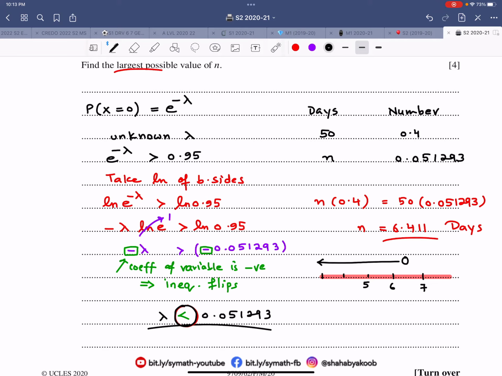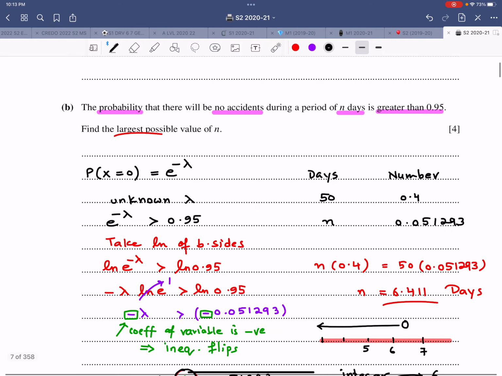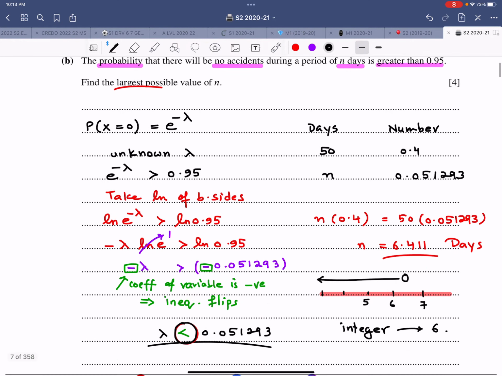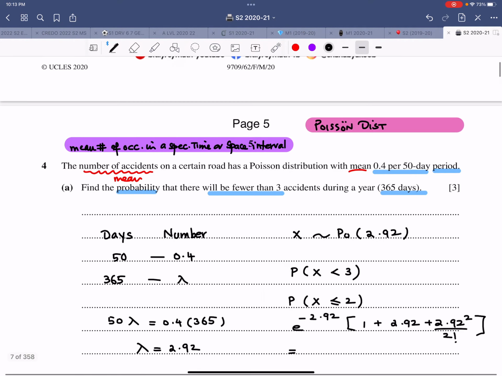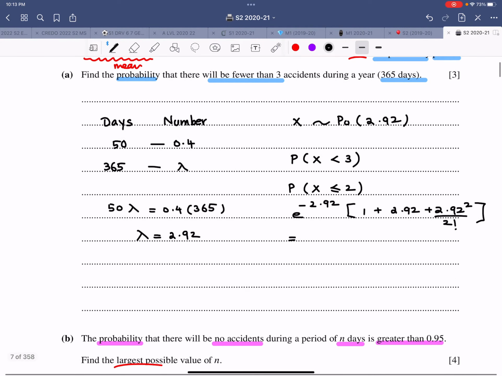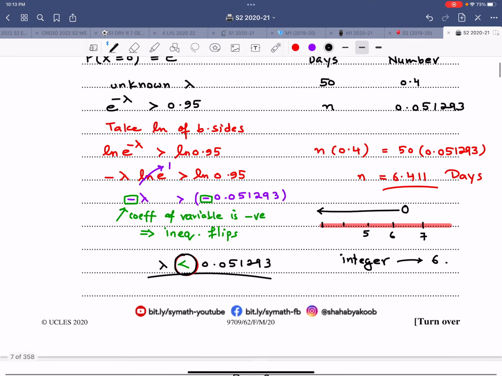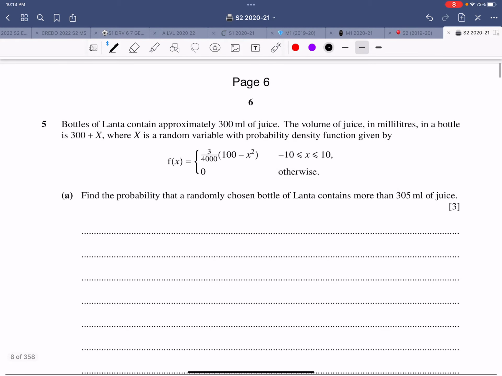So what is the first integer that comes in your way? The first integer that comes in your way is 6. Therefore, the largest possible value of n is 6. So it's a beautiful question related to Poisson distribution, related to the basic concept of ratio and proportion. Let us move to the next one.